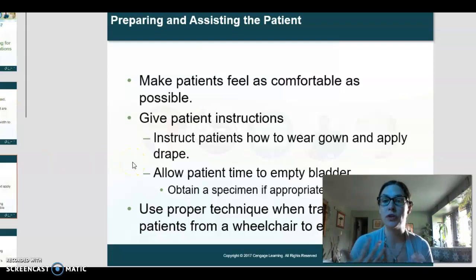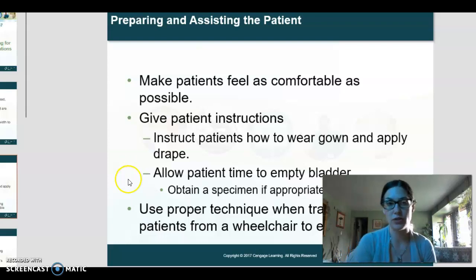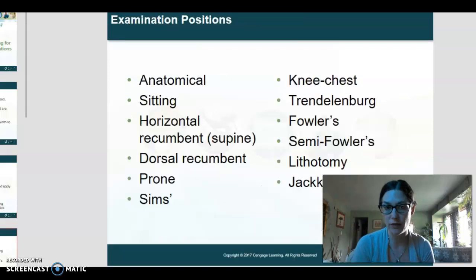And make sure we're using our proper body techniques when we are moving. You don't want to injure yourself. You know, there's an epidemic of obesity, and if you try to move a patient incorrectly, you will hurt yourself. So proper body mechanics are very important.